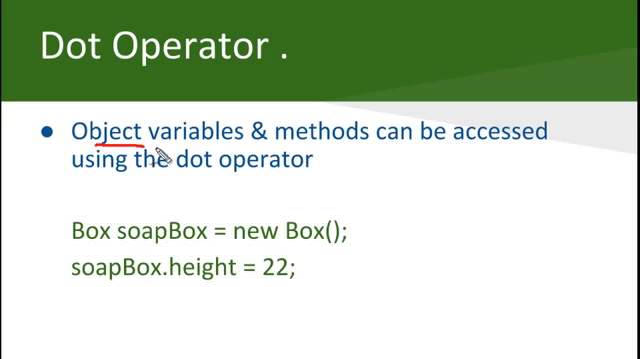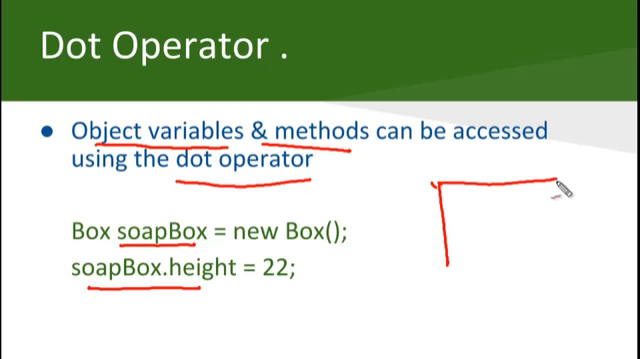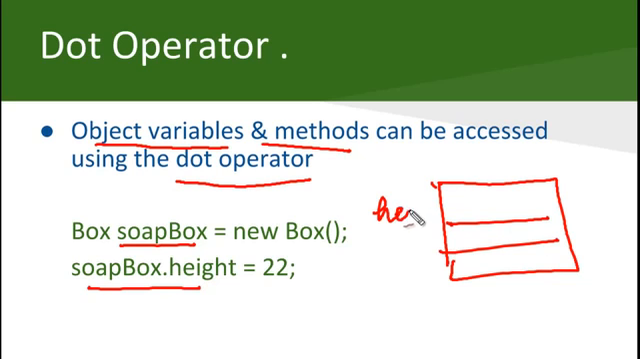Now we want to access the object variables and methods. Suppose we have a soapbox and we need to specify the height of it. We do that using the dot operator. So when we write soapbox.height = 22, the instance variable which soapbox has, say this was height, will get the value 22. That is done using the dot operator, and this is how we access the variables.